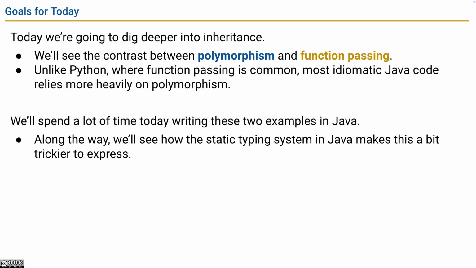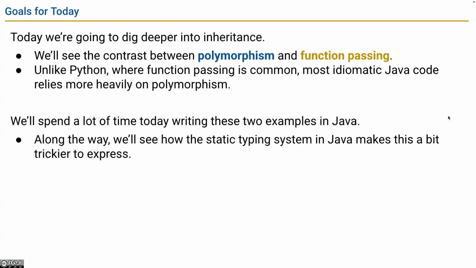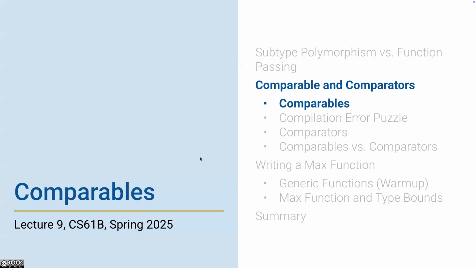Yeah. So unlike Python, where you'll use function passing and polymorphism, most idiomatic Java code is going to rely more heavily on polymorphism. It's a different flavor. It'll mean that the code feels a little different. And so we're going to spend some time writing those two examples we just showed of getting the max using an intrinsic order and an extrinsic order. And we'll see how the static typing system in Java makes it a little weird. Okay? All right. So let's start writing some code.